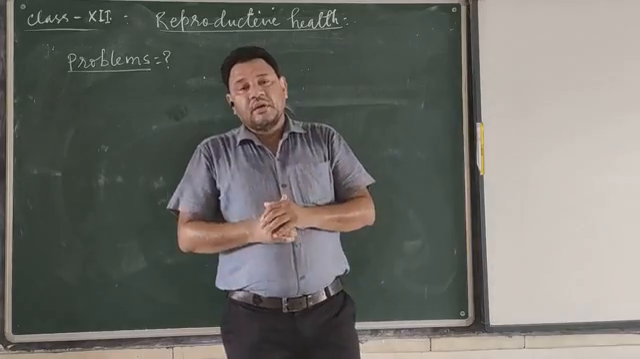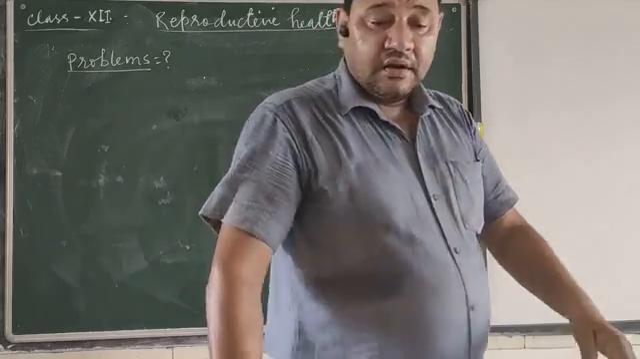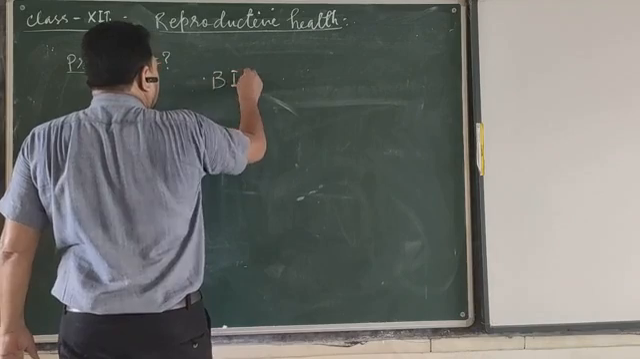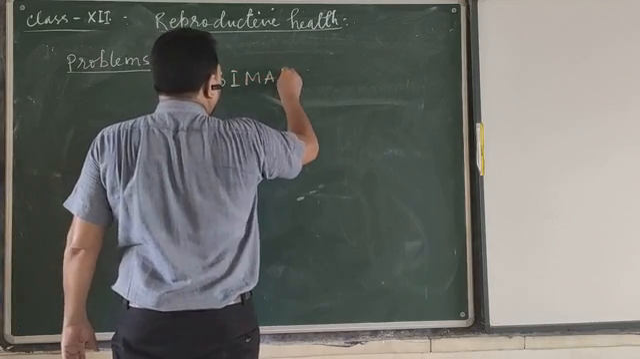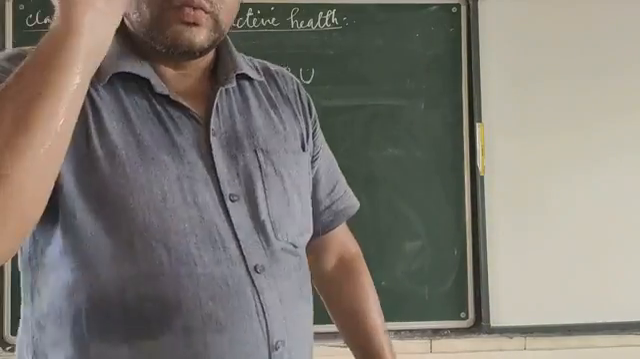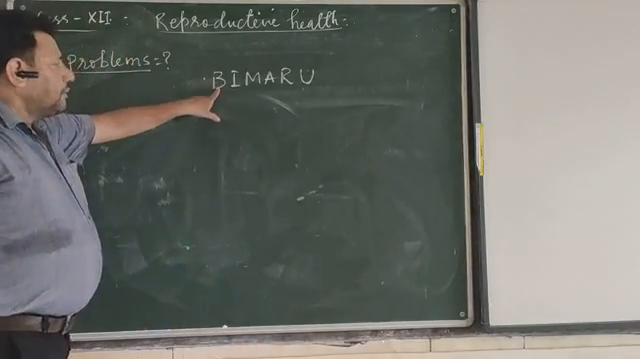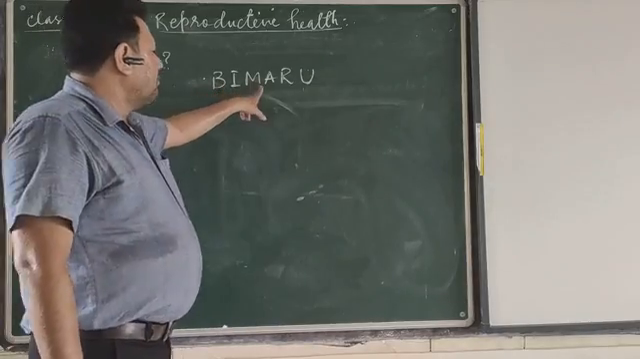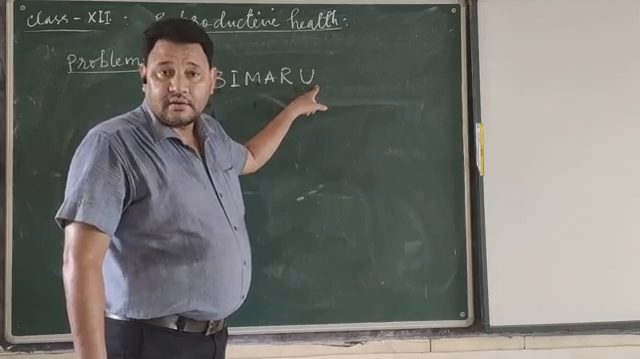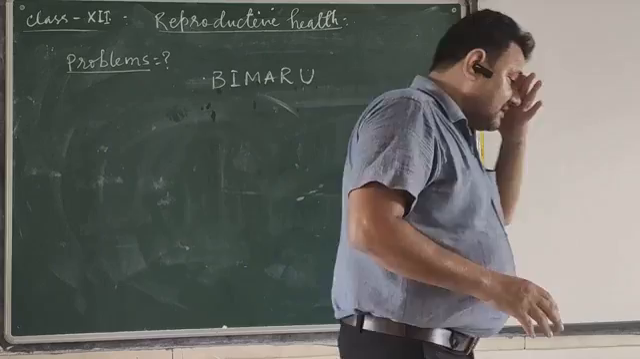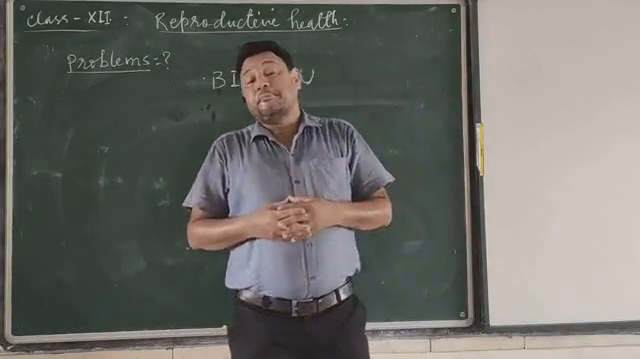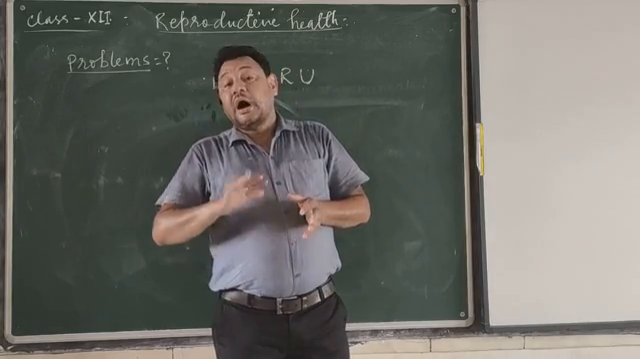You know, still there is a term, बीमारी. बिहार, मध्य प्रदेश, राजस्थान, उड़ीसा. They are the states which are still suffering with the problem of high death rate.